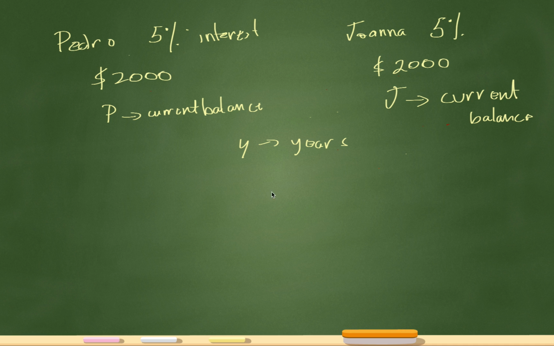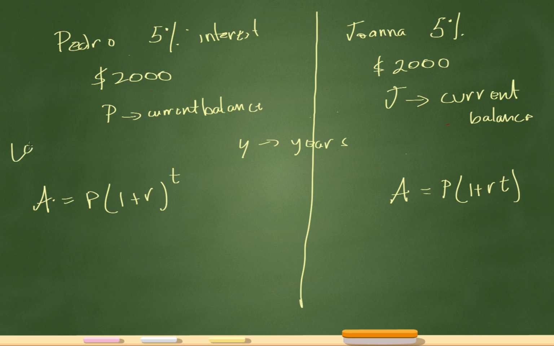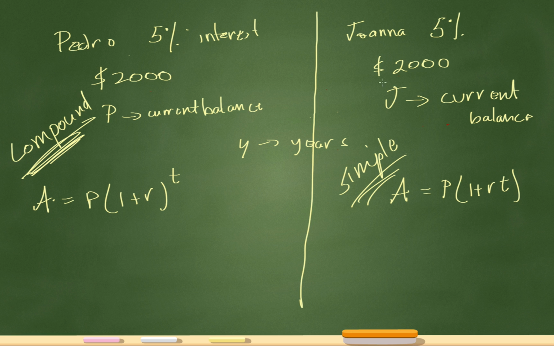Remember from our previous work, I'm going to write these formulas down one more time. The simple interest formula is A equals P times 1 plus RT, while my compound interest formula is A equals P times 1 plus R raised to the T power. So let's draw this line right here. This will be compound, and here we're going to have simple, because Joanna is getting simple and Pedro is getting compound. So at this point it's just about plugging numbers in. A equals P, which will be 2,000, times 1 plus 0.05 raised to the T.